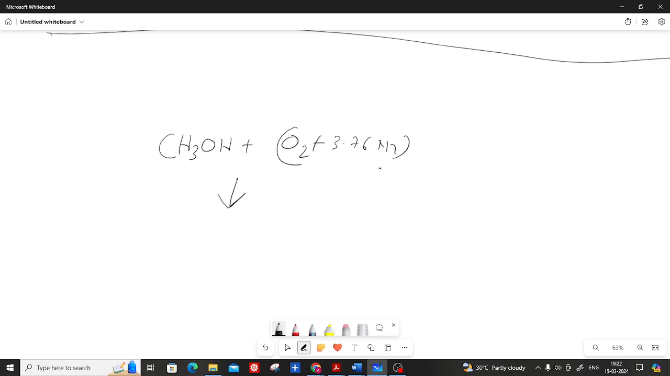Okay, so it is a combustion reaction. So the final product will be carbon dioxide, H2O plus N2. Now you just balance this equation. Anyone can answer, not only a particular person. 1.5, sir. Yeah, it will be 1.5. So it will be CO2 plus H2O. Yeah, 1.5 into 3.76.